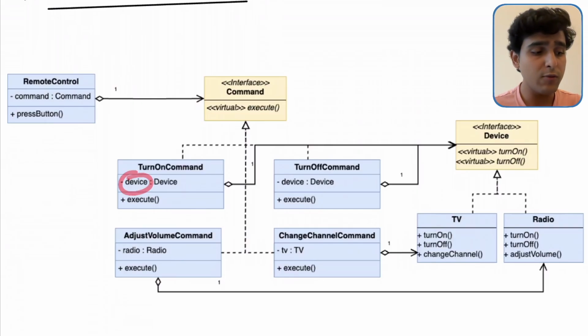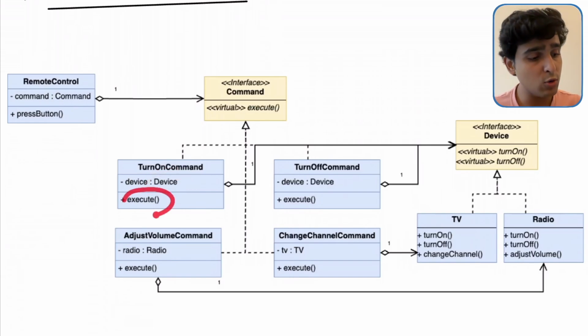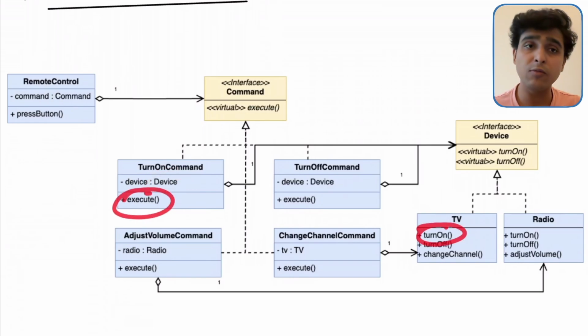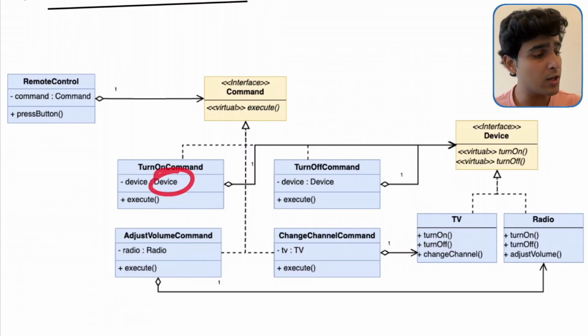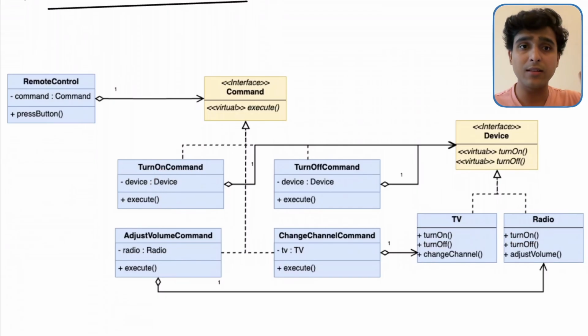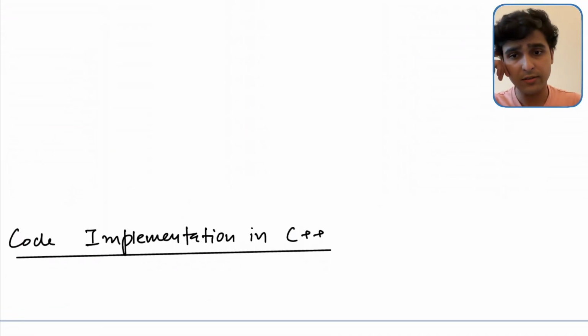Similarly here, because device is an interface, if you have a TV stored, when you do execute, you will call the turn on function of TV. If you have a radio here, you will call the turn on function of radio. So this way we have decoupled the device from the remote control using the command interface. So I think now we can go to the code.